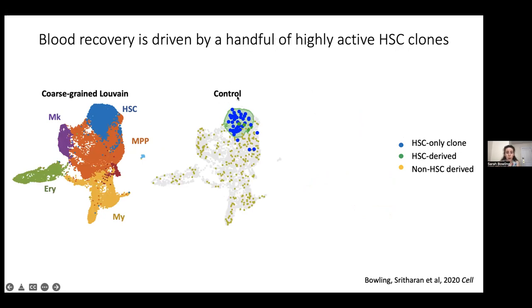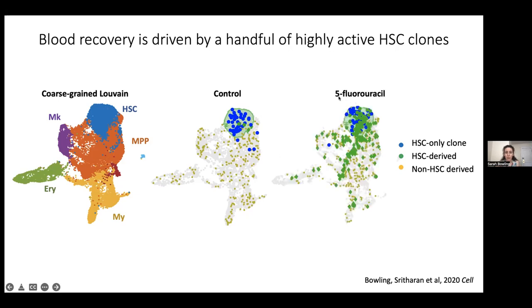So in our control mice, where we didn't give them 5-FU, most of our barcodes that show up in the HSCs are largely confined to the HSCs, indicating that in those 3 weeks, there's not too much differentiation of these cells. However, following 5-FU treatment, we can see that there's this expansion of the HSCs, and there are many more of these green HSC-derived clones that are linking HSCs with non-HSCs, indicating active differentiation.